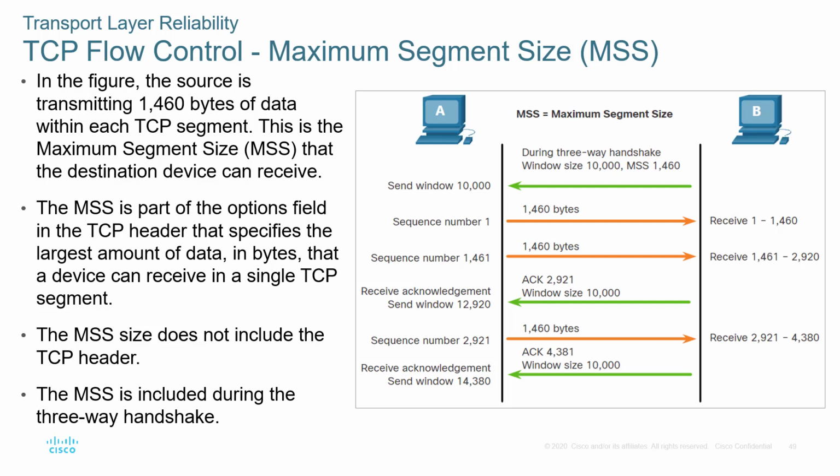There's also a maximum segment size, an MSS. Normally that is going to be a maximum data size of around 1400 bytes. Remember that the MSS size does not include the actual header. This is just basically the agreed upon size during the three-way handshake.